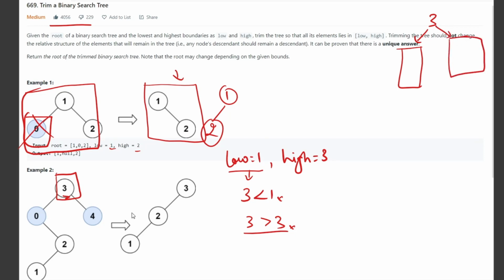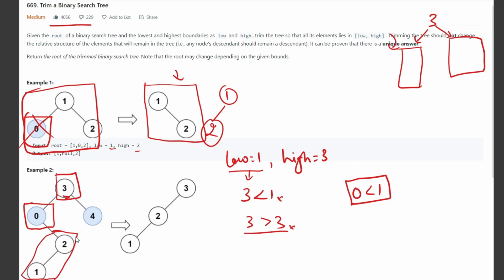Now let's come to the left side first. Here, is 0 less than 1? Yes. That means all the elements in its left side will not be in the answer of our trimmed binary search tree. So we only look at its right side, and we return that answer.